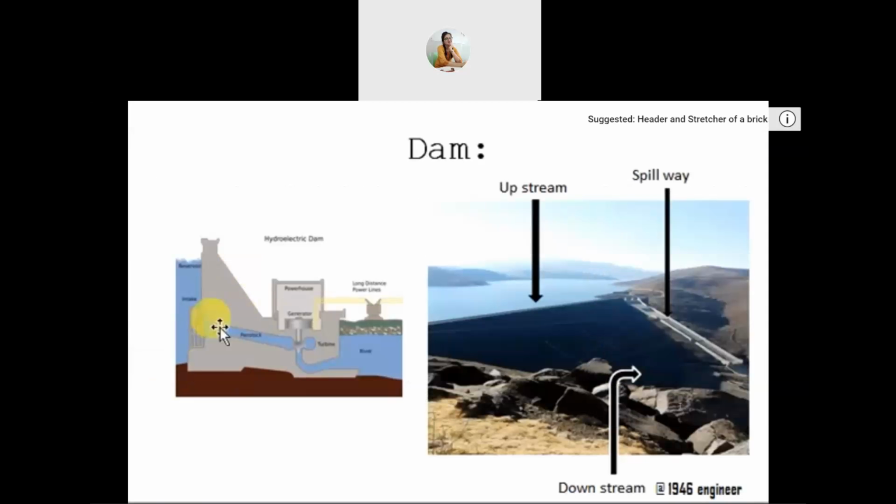Dam is a heavy water storage structure which is often constructed with concrete or rock fill. The water in the reservoir rises up to several hundred feet above the soil strata, mainly because of the structure. And here the water does not overflow. When water gets excess, it moves through a spillway. Here you can observe the difference between the level of water on the upstream side and downstream side.